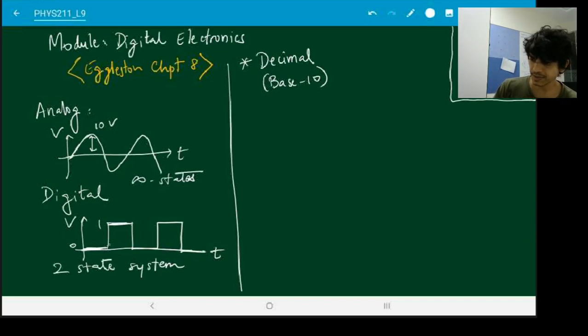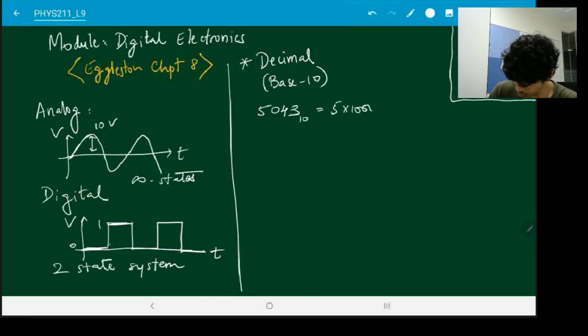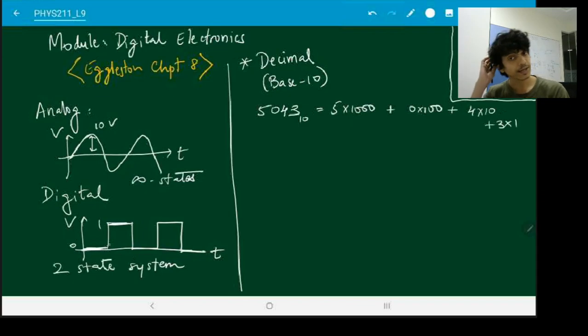So what does the decimal number system mean? So suppose I have the number 5043, and I'm going to put a little 10 as a subscript to denote that I mean this number 5043 in base 10. So what does this number mean? This number means this is 5 times 1000 plus 0 times 100 plus 4 times 10 plus 3 times 1. So that is the meaning of these digits 5, 0, 4 and 3.